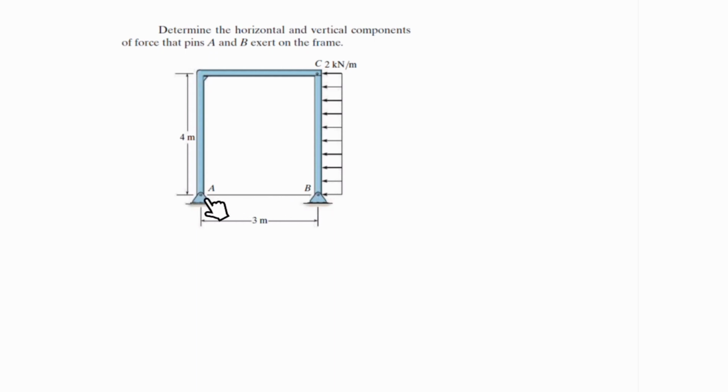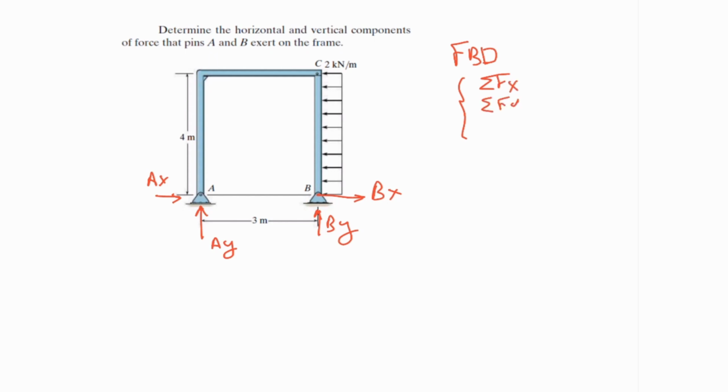But the thing is that if you consider these points as pins which are connected to the ground, for each one of these you need to put two unknowns, meaning that for point A, I need to put AY and AX, and also for B, I need to put BY and BX. And this means that if I do the free body diagram of the whole system, I would have four unknowns when I have only three equations, as we did in a lot of questions before. We have only sigma Fx, sigma Fy, and sigma M equal to 0, meaning that the number of equations and the number of unknowns does not match.